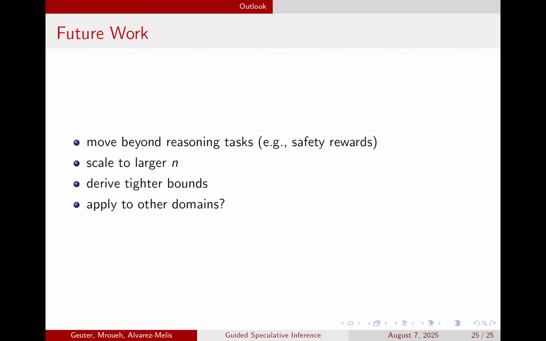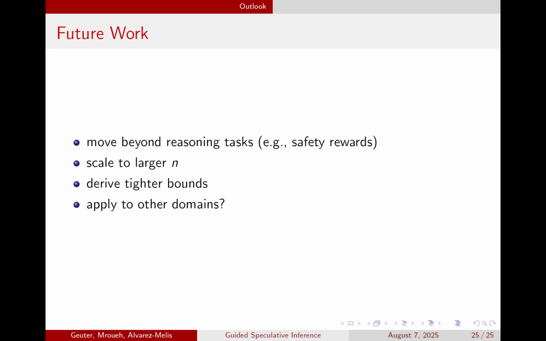45 minutes. Okay. There's not much on this slide, but for future work, what's interesting is you can scale this to larger n, and you can derive tighter bounds for the theory. Some of the bounds that we have are quite loose. It would also be interesting to see if you can apply this to different domains, maybe diffusion models.